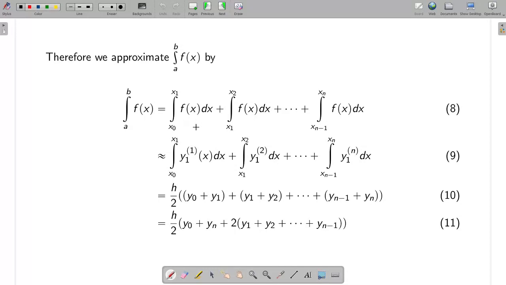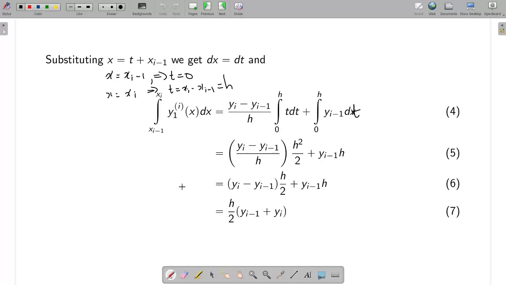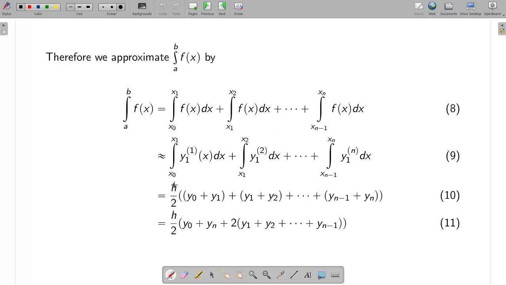These would be almost equal to the integral from x0 to x1, estimated by y11, y12 to y1n. Now you can see this integral is nothing but h by 2 times (y(i-1) plus yi). So what we have here is h by 2. The first one will have y0 plus y1, and for the ith it is y(i-1) plus yi, and here you will have y1 plus y2, up to y(n-1) plus yn.